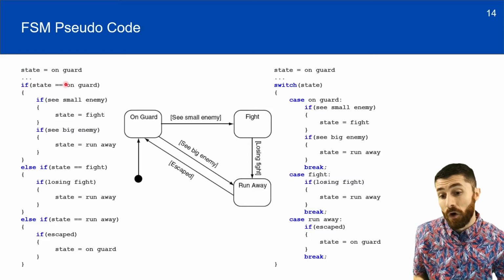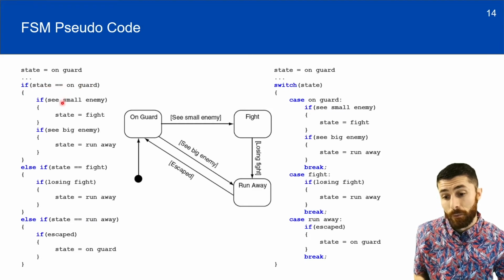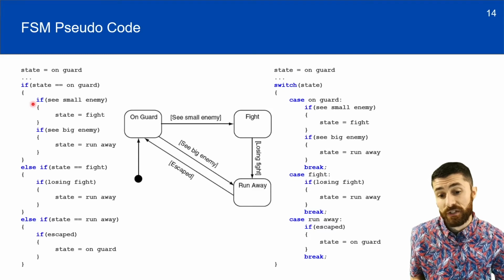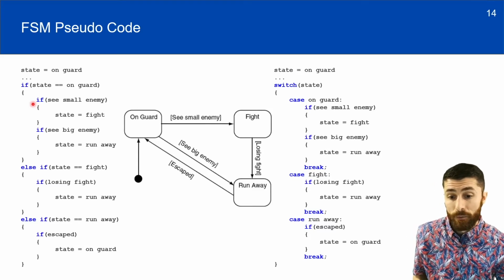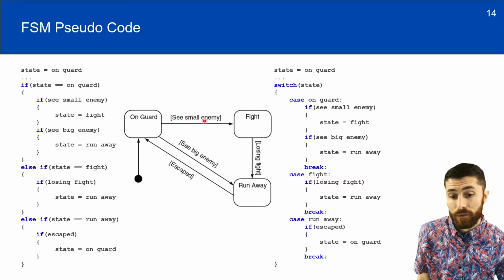Therefore, if we were in the guard state here, this condition would go to true, and we'd fall into this section of code. Inside this section of code, you can see that we try and perform 2 tests to see if we are going to transition to another state. We test the see small enemy condition, which is right here. And if we did actually find that to be true, that we did see a small enemy, we would set the state to be the fight state.